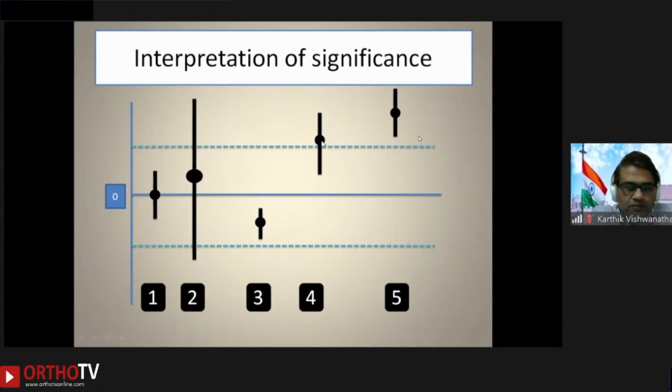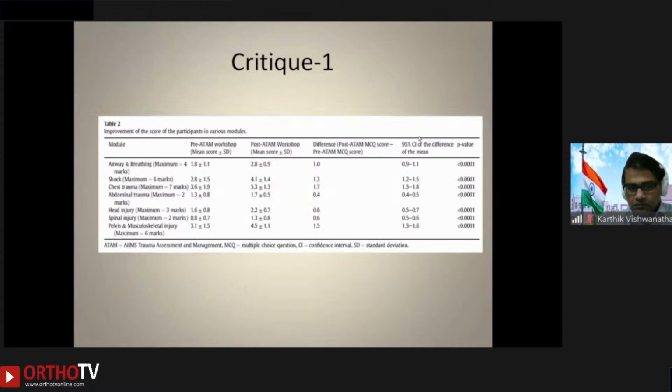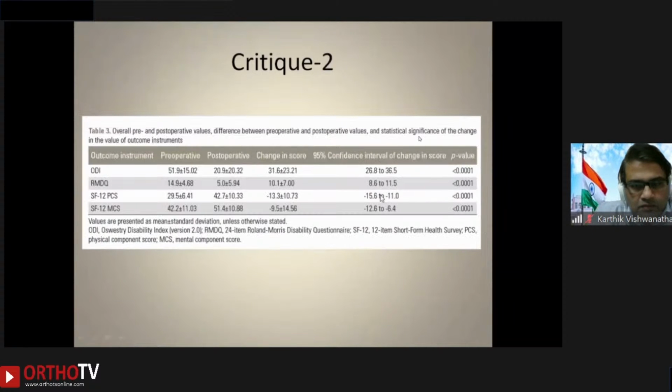For 4, we can see that this is statistically significant because it doesn't touch 0, but some values are above the MCID levels. So the variable has a small effect and may be clinically important. Situation 5, where all the values are above the MCID level, is statistically and clinically significant. So this has an important effect. These are a few tables. You can see that not only the difference in mean score is given, but also the 95% confidence interval and p-values. Both have to be given. This is another example as well.